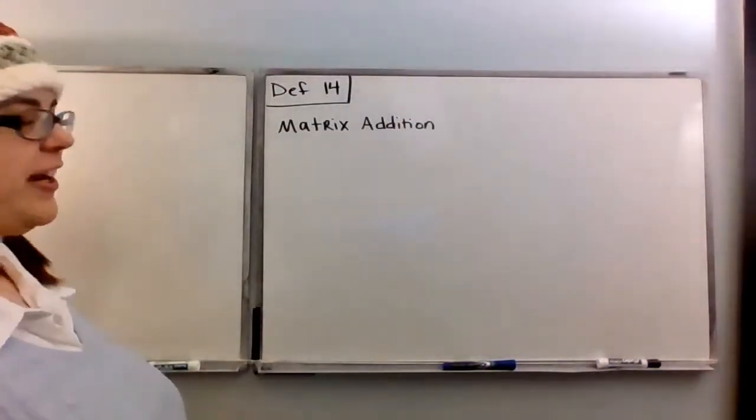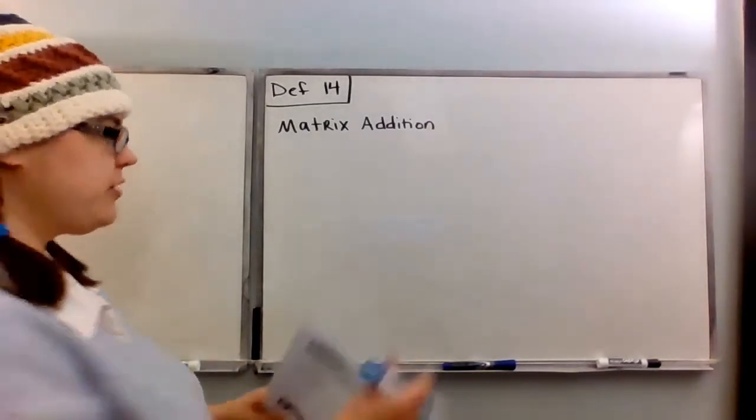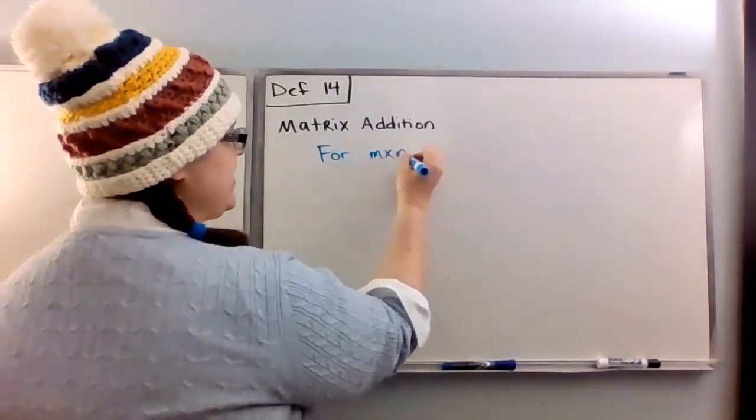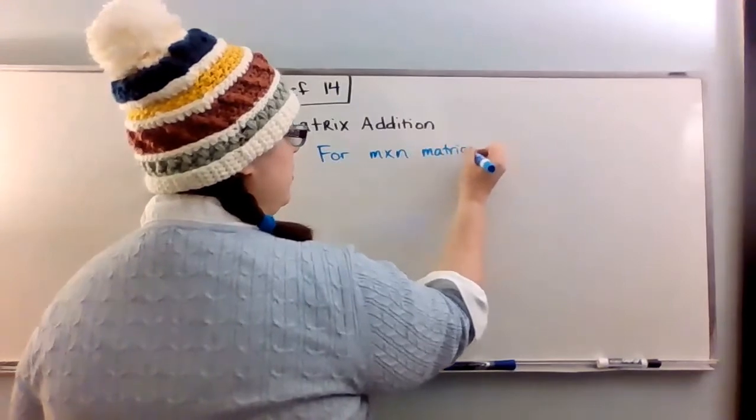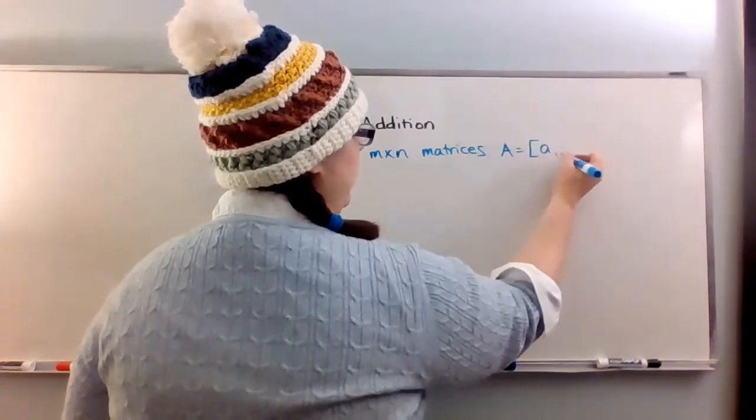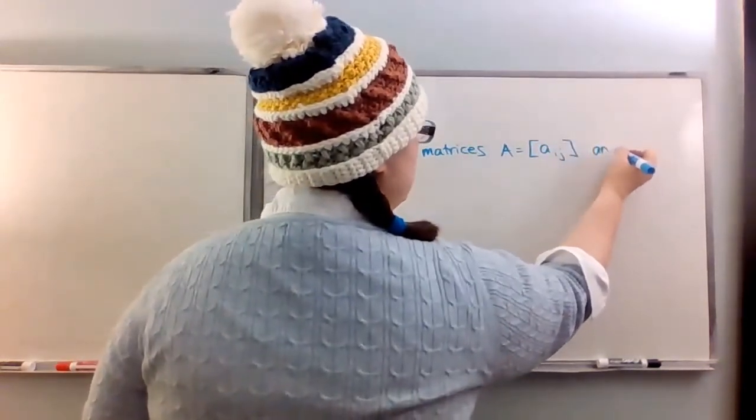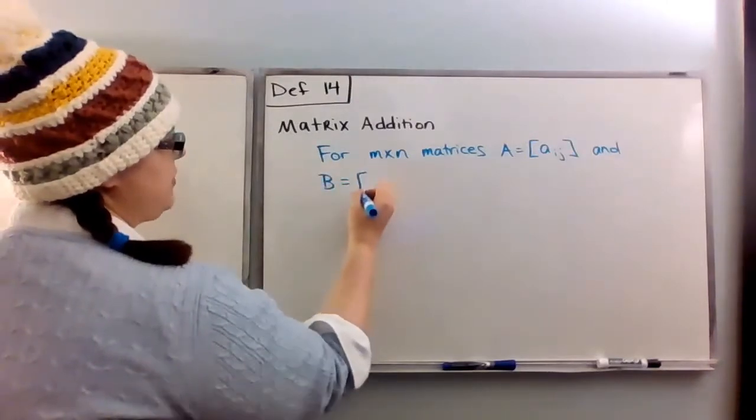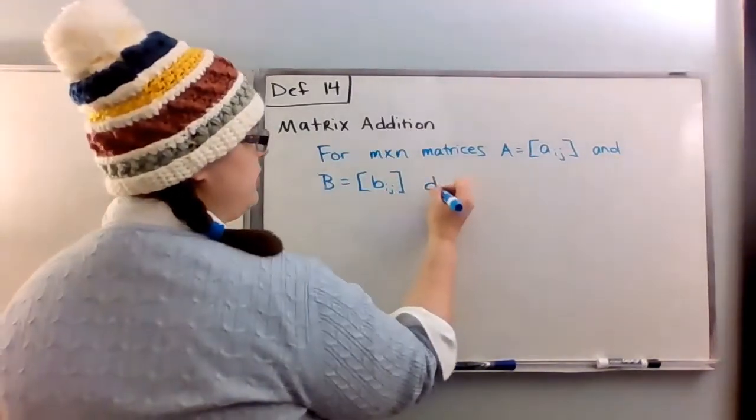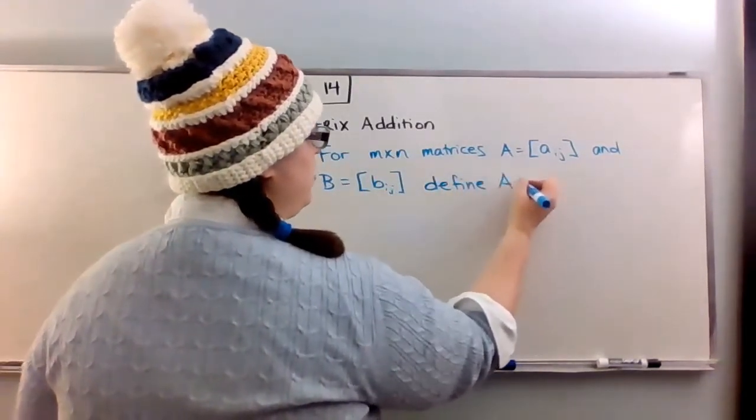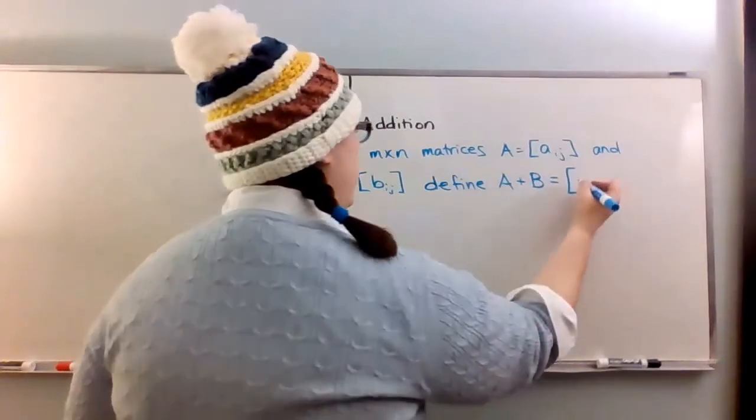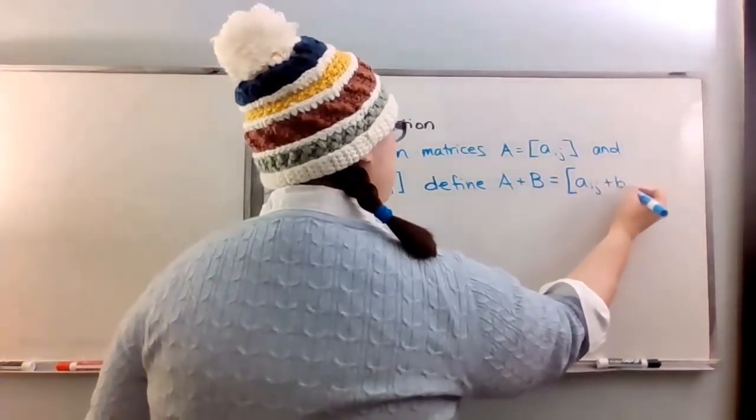So we're going to first define how we can add some matrices. To begin with, for m by n matrices A and B, I'm going to say A is our Aij here, and B is the matrix made up of the Bij's. We will define A plus B to equal the matrix consisting of the entries Aij plus Bij.